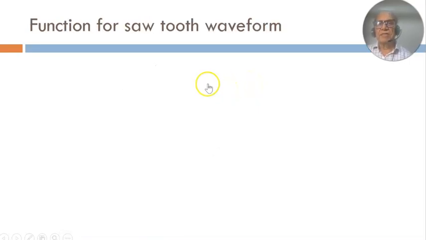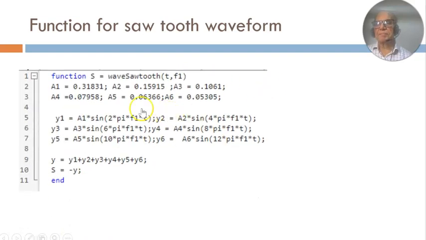Okay, so let us now see the function for generating the sawtooth waveform. The output from this function is the variable s, which will hold the sawtooth samples. What are the inputs? Input is the t array and the f1. Remember, this t array was generated in the note function, and f1 is also generated in the note function, and from the note function we will call this function.